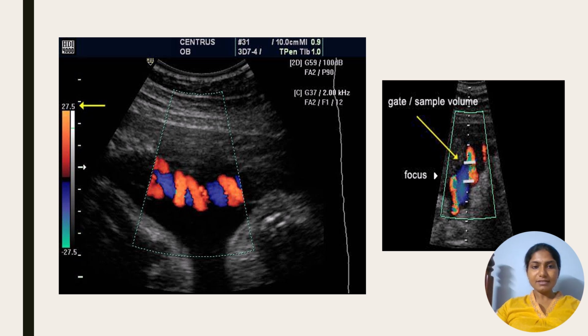So this is the size of the color box, and the PRF is the value shown on the left-hand side of the image, that is 27.27. So that is the PRF. This I will deal with in detail.